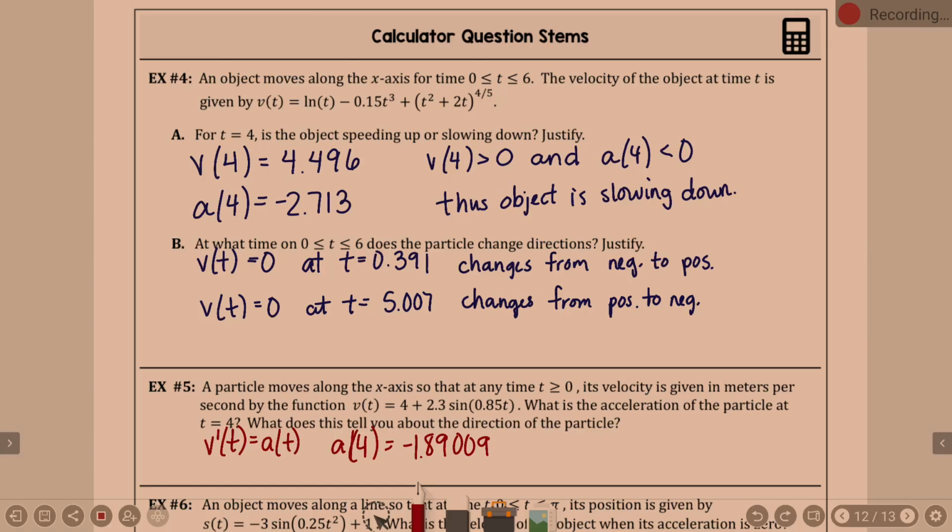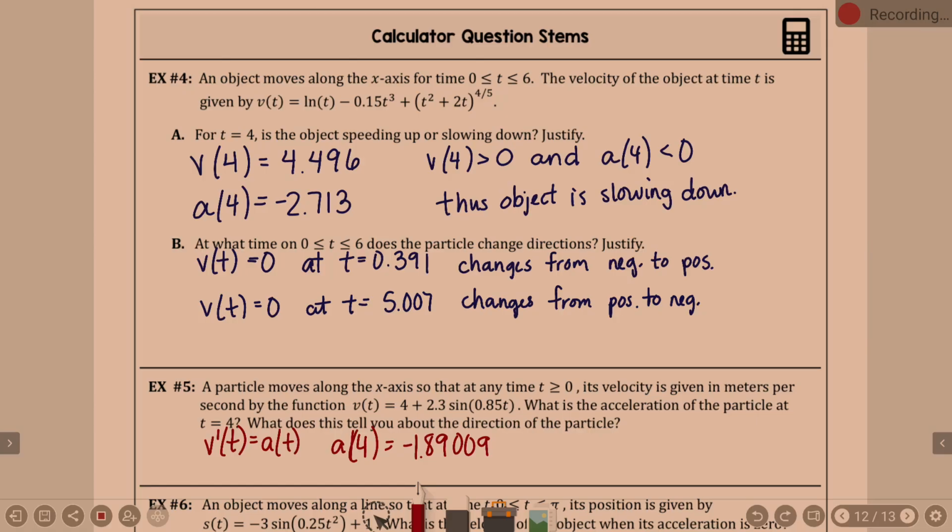For whatever reason, I wrote mine down as negative 1.89009. Minimum 3 decimal places, boys. Now, what does this tell you about the direction of the particle? The velocity of the particle is decreasing at a rate of 1.89 meters per second squared. Okay, so you talked about the velocity decreasing. But what about the direction?